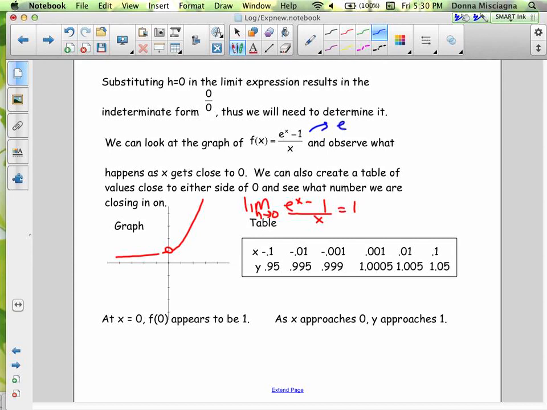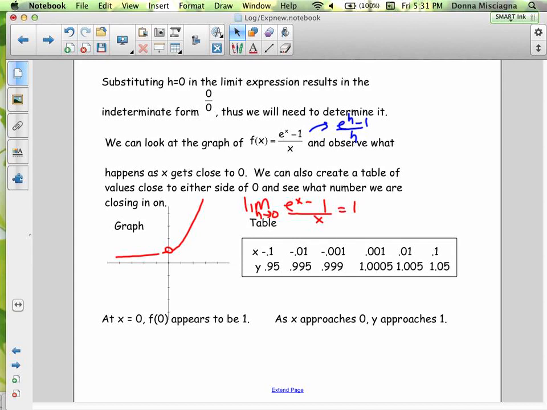By the way, we had e to the h minus 1 over h. Same thing, the letter doesn't matter. Either way, we have e to an exponent divided by, in the denominator, the exact same variable. We can also create a table of values close to either side of 0 and see what numbers we are closing in on. So here is the graph. There is a hole in the graph. That's why I put a hole there.